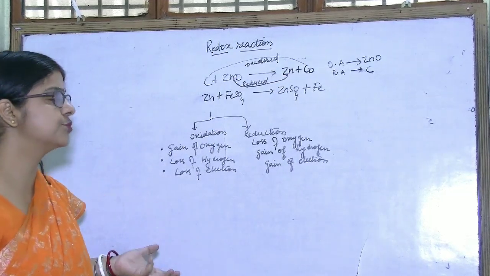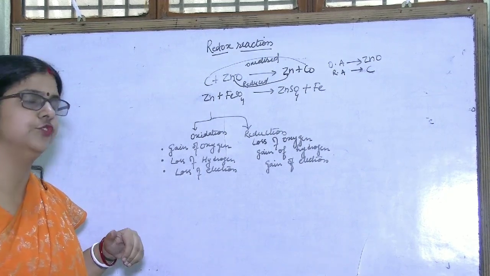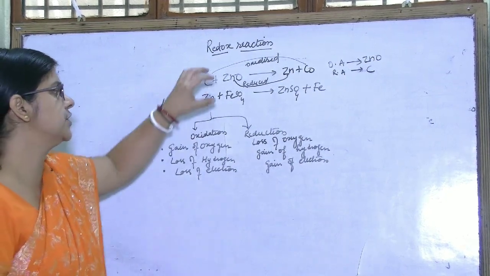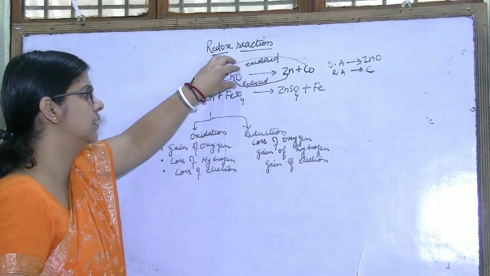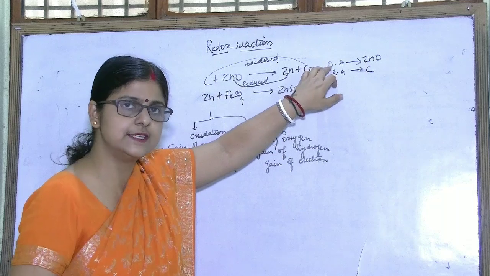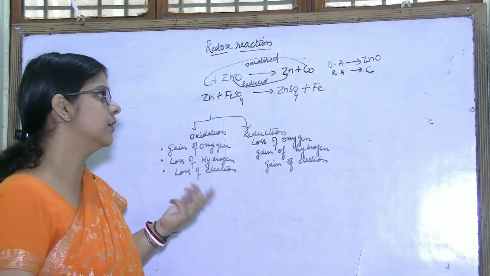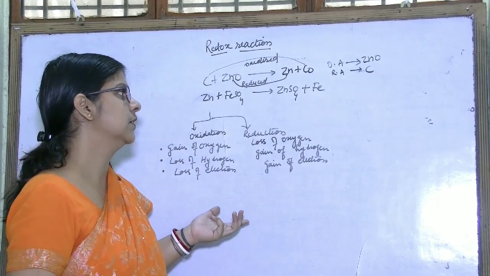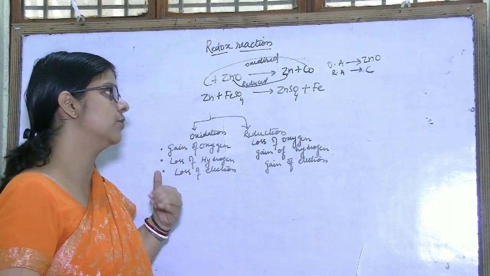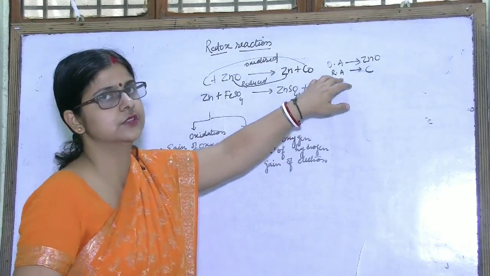Now we have introduced two terms, one is oxidizing agent, another is reducing agent. The species which undergoes reduction acts as an oxidizing agent, and the species which undergoes oxidation is a reducing agent.